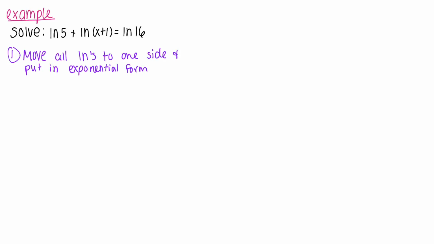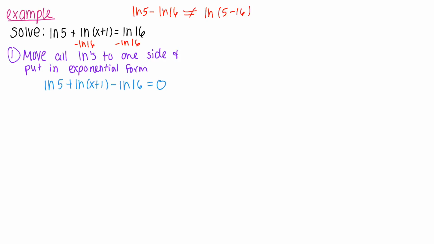So in order to do that, I would need to subtract the ln 16 on both sides. Just so we know, ln 5 minus ln 16 is not ln of 5 minus 16. You can't just do that subtraction on the inside. So this would turn into ln 5 plus ln of x plus 1 minus ln of 16 equal to 0.